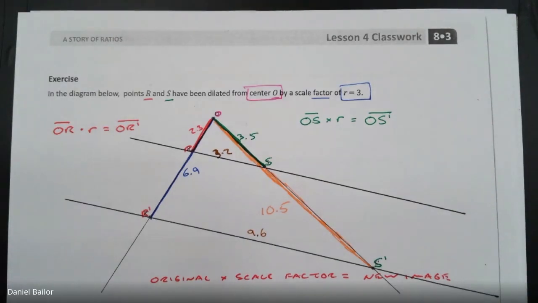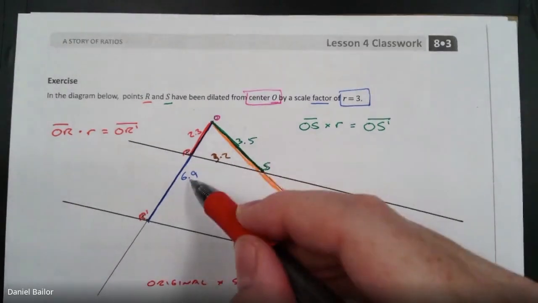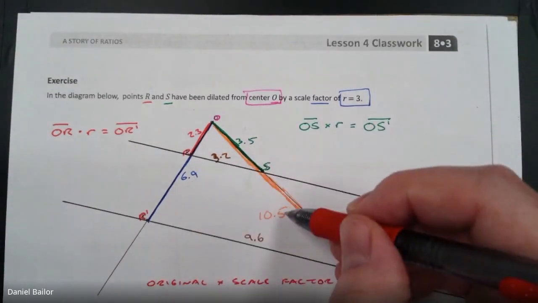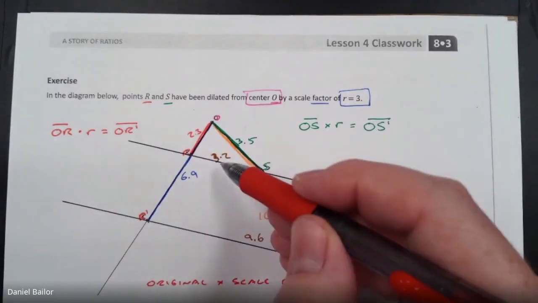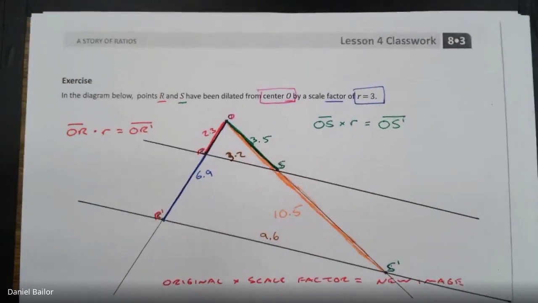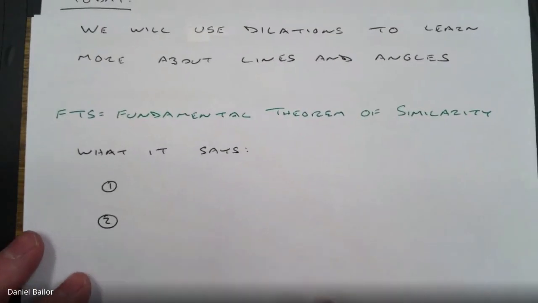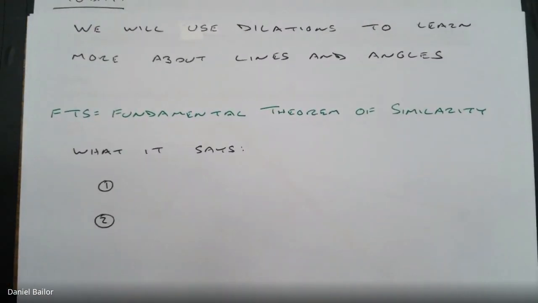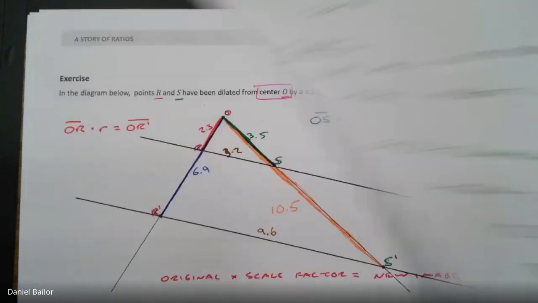And that is actually part of the fundamental theorem of similarity. This is why they had us do this. This is why they had us find the 6.9, why they had us find the 10.5, why they made us draw these lines and measure them, to see that the scale factor is pretty much everywhere. So now let's add to our notes the two parts of the fundamental theorem of similarity, what we just showed using this diagram. What did we learn from this diagram?